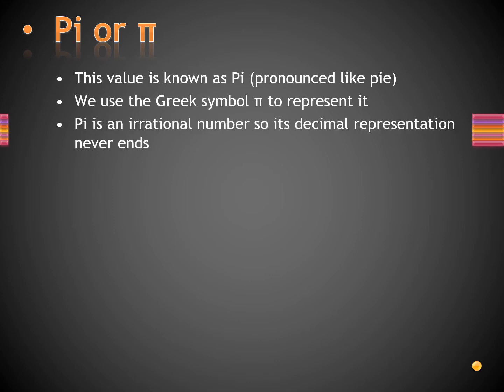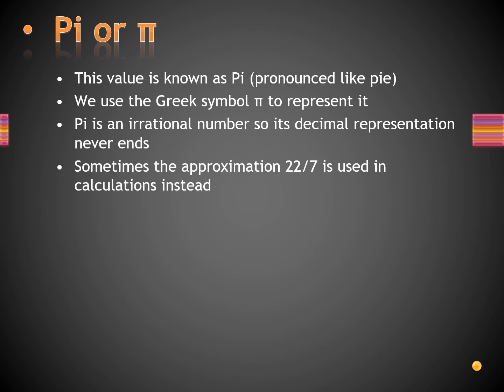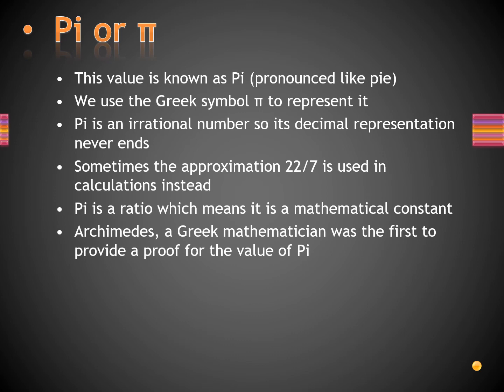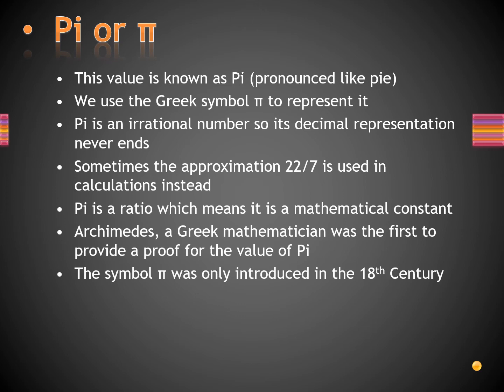Pi is an irrational number, so its decimal representation never ends. Sometimes the approximation, that means instead of 3.1415, we can use 22 upon 7 for calculations. So we can say pi is a ratio, which means it is a mathematical constant. Have you heard of Archimedes, a great mathematician? He was the first one to provide a proof for the value of pi. The symbol was only introduced in the 18th century.